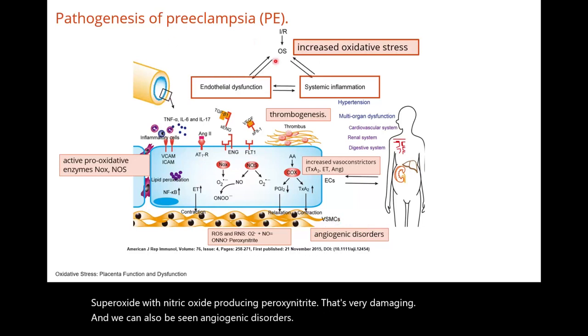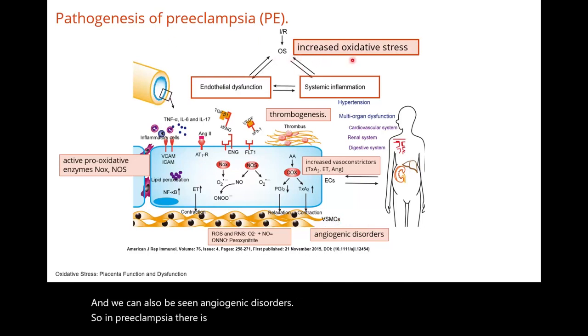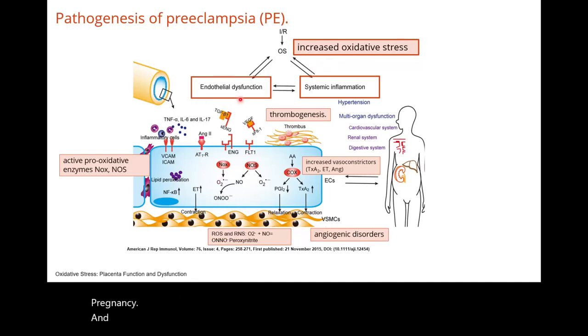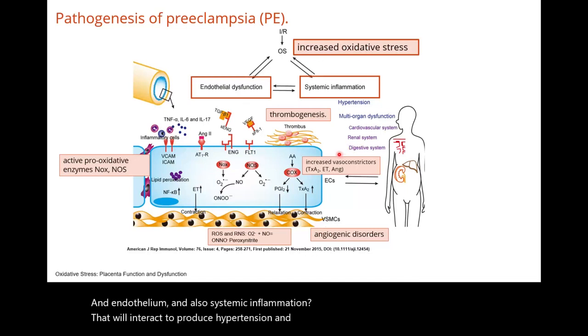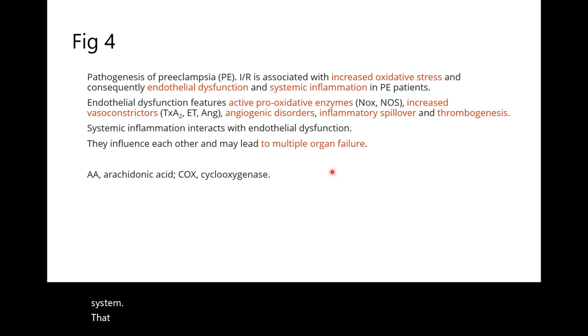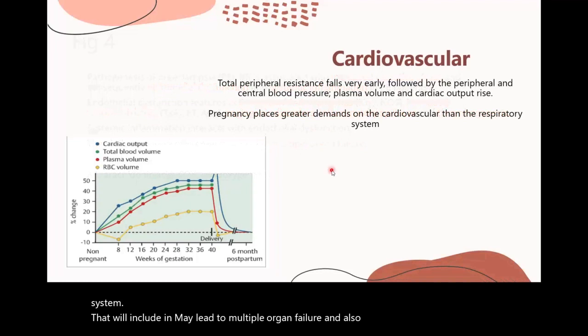So in pre-eclampsia, there is an exaggeration of the increase of the oxidative stress seen in normal pregnancy. And endothelium dysfunction and also systemic inflammation will interact to produce hypertension and damage of the cardiovascular, renal, and digestive systems. That may lead to multiple organ failure and also to death of the patient.